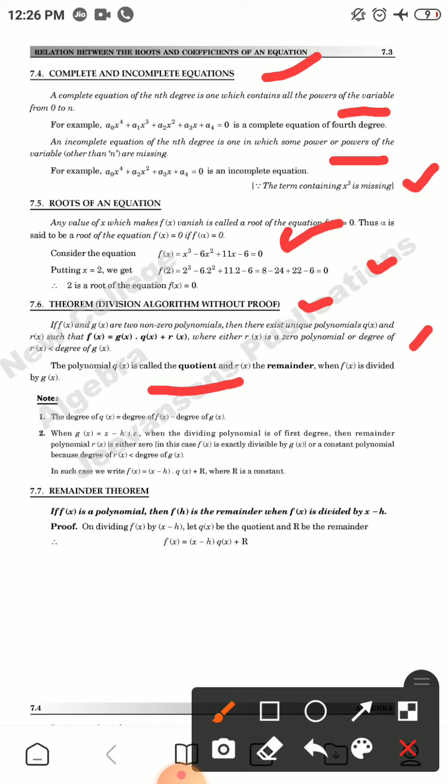Note, first, the degree of q(x) equals the degree of f(x) minus the degree of g(x). Second, when g(x) is equal to x - h, that is, when the dividing polynomial is of first degree, then the remainder polynomial r(x) is either 0, in which case f(x) is exactly divisible by g(x), or a constant polynomial, because the degree of r(x) is less than the degree of g(x). In such case, we write f(x) = (x - h) q(x) + r, where r is a constant.